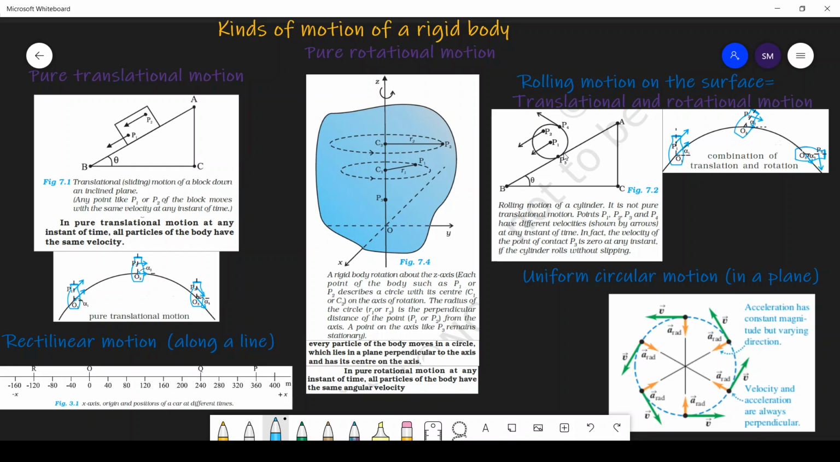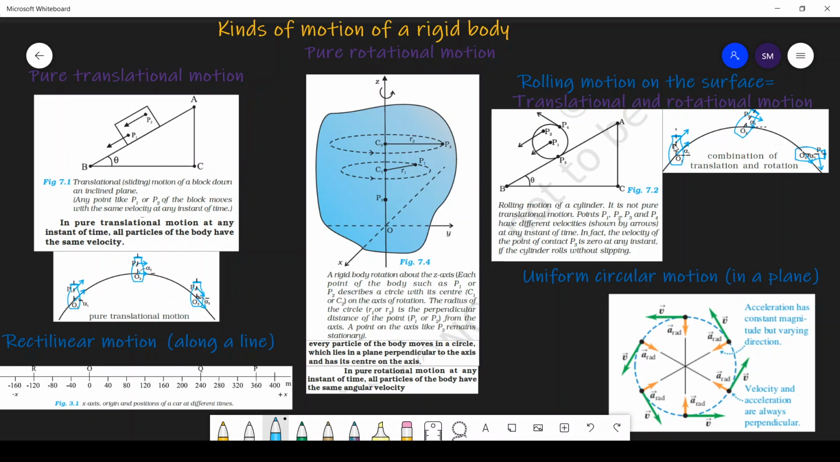This is the rolling motion of the cylinder, and you can see different velocities, and the velocity of P3, which is in contact, is 0. There is no velocity vector over here. So it is not pure translational, it is translational as well as rotational. Translation means simply the position is changed, but in pure translational, when the word pure comes, the velocity of all the particles will be the same. So it is not pure translational, it is translational and rotational motion.